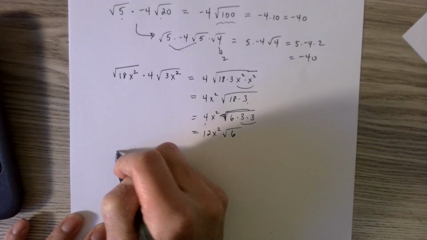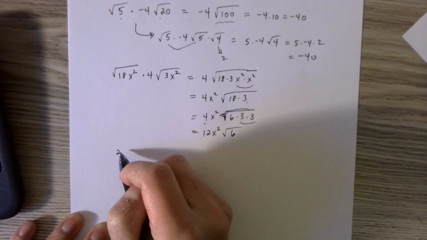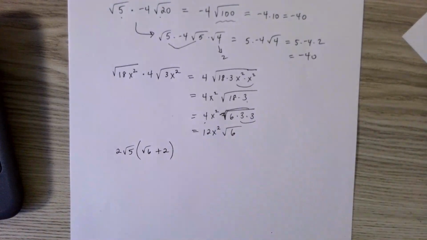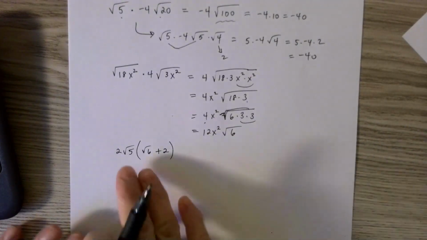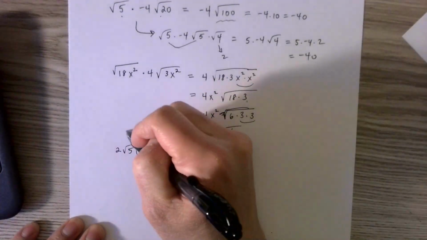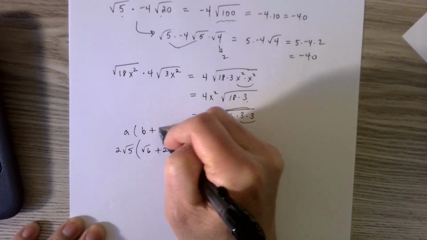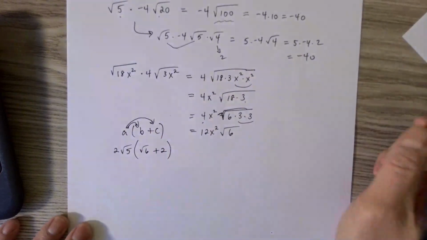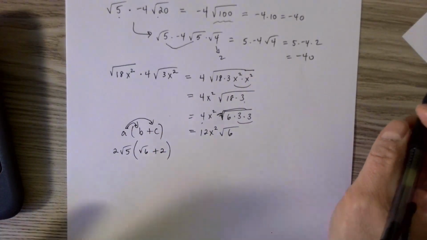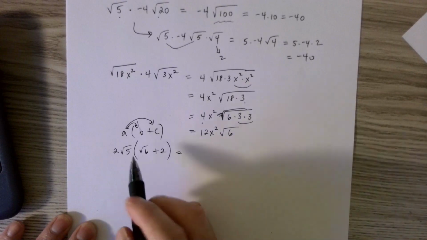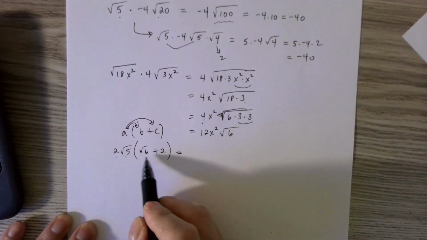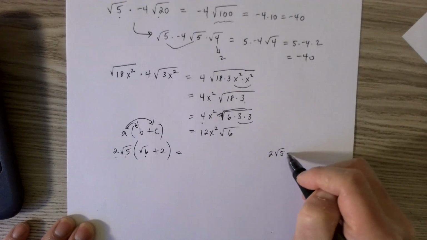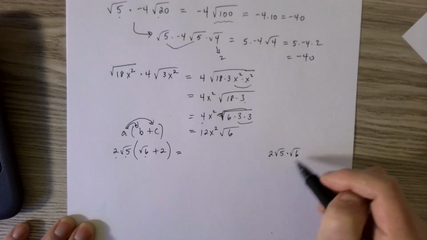Okay, and one more example with multiplying radicals. Distributive property. This is in the form of A times B plus C. And we all know that you can distribute that A to the B and the C. So that's what I'm going to do. 2 rad 5 times rad 6. I'm going to write this on the side now. 2 rad 5 times rad 6. This is what I'm doing.